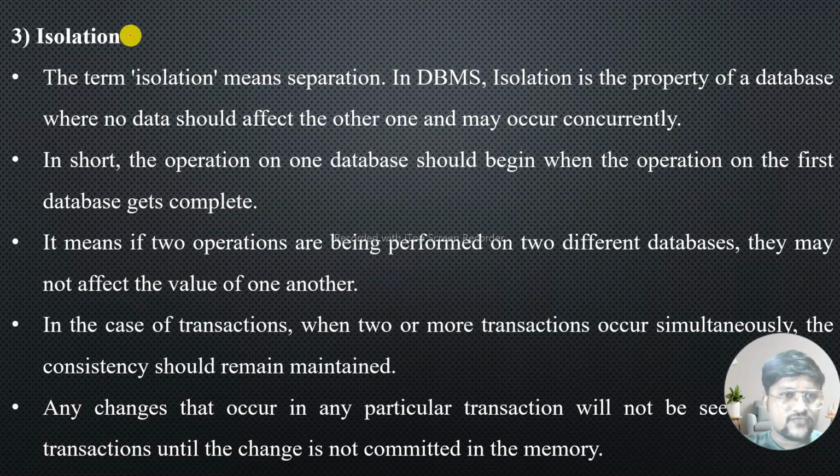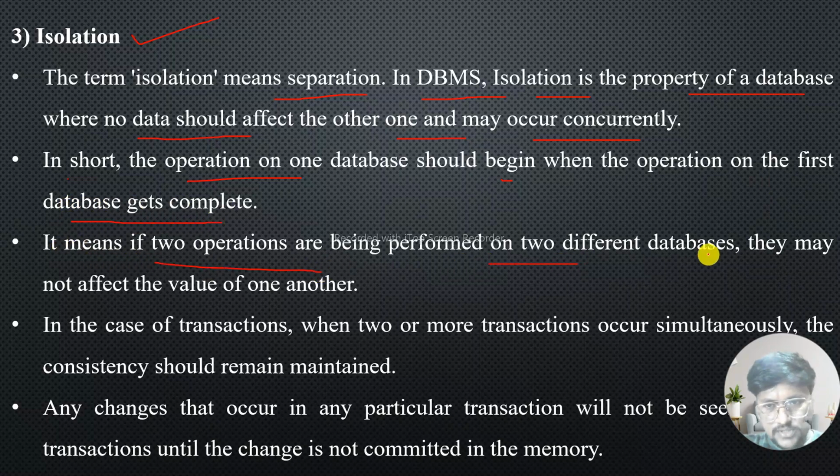Next we have isolation. The term isolation means separation. In DBMS, isolation is a property of the database where no data should affect the other when they occur concurrently. In short, the operation on one database should begin when the operation on the first database is complete. If two operations are being performed on two different databases, they may not affect the value of one another. In case of transactions, when two or more transactions occur simultaneously, the consistency should be maintained.